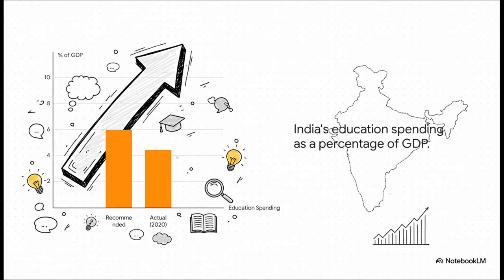For many years, experts have recommended that India should spend at least 6% of its national income, or GDP, on education. That's the goal, the bar on the left. The bar on the right shows where we actually are, around 4.5%. We're still a bit behind, and we really need to push this up to unlock our country's full potential.